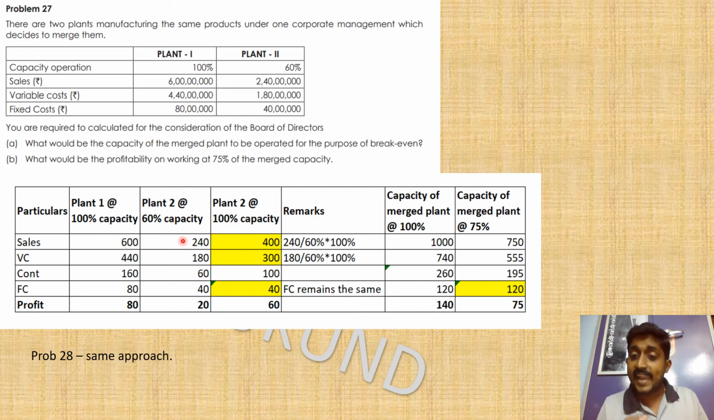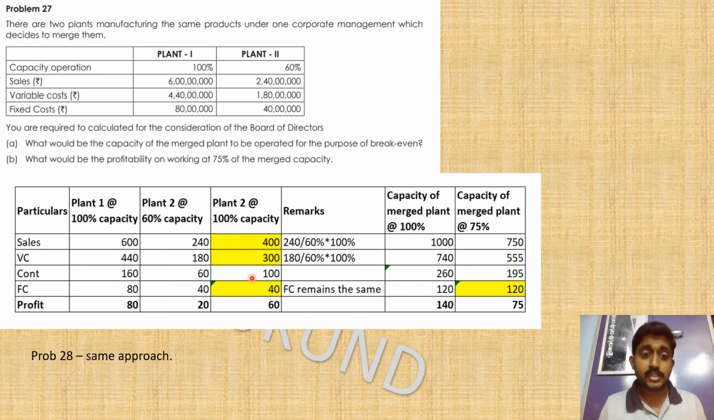240 lakhs is the sales at 60% capacity. So 240 lakhs divided by 60% multiplied by 100% is the sales at 100% capacity. Apply the same for the variable cost. You can find the sales and variable cost. Sales minus variable cost will give you the contribution.